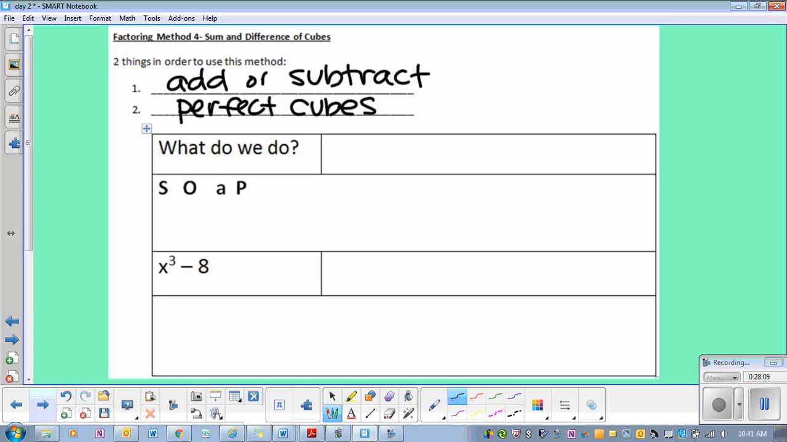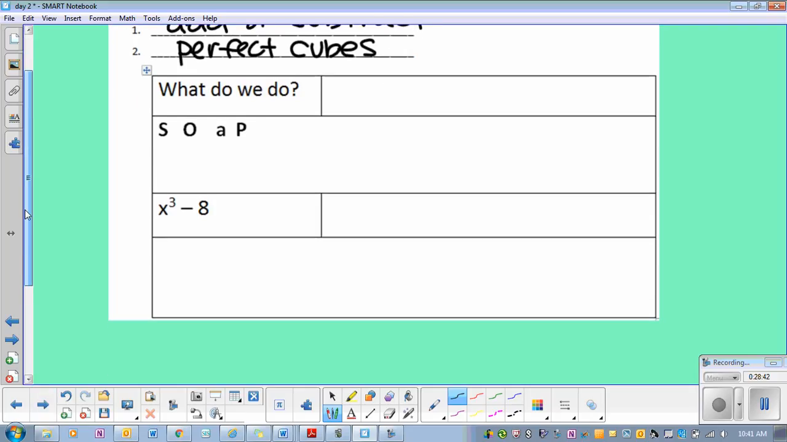Alright? So if you look at your perfect cubes list, what is the cube root of 27? 3, right? 3 cubed gives me 27. Look on your list again. What is the cube root of 216? 6. Good. What is the cube root of 8? 2. Does that make sense? What's the cube root of 1,000? 10. Good. All right. So what do we do?